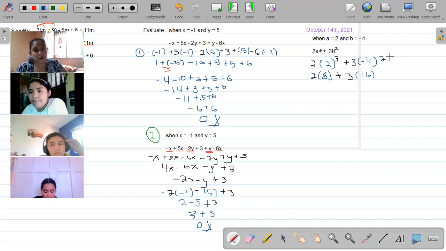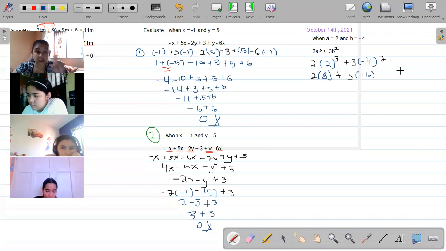And remember, your exponent will affect the negative sign and make it negative or make it positive, okay? So if this would have been a 3 instead of a 2, then that would have been negative 64. But since it is a 2, which is an even number, that's why it's positive 16. So that's really important for you to remember, guys.